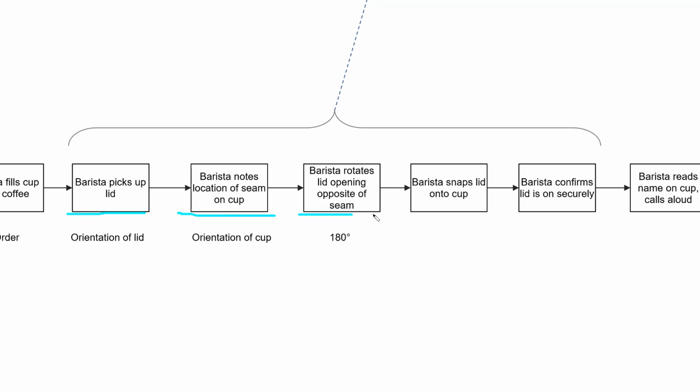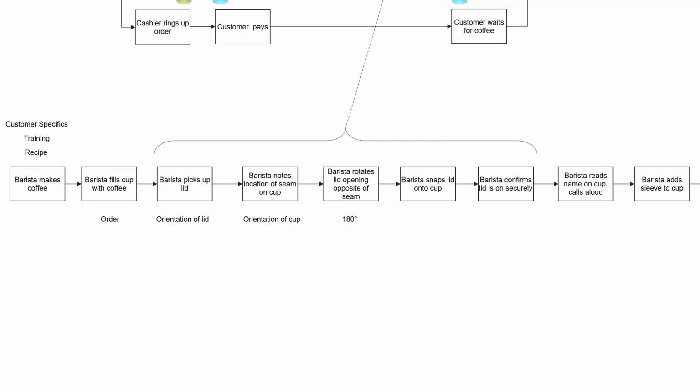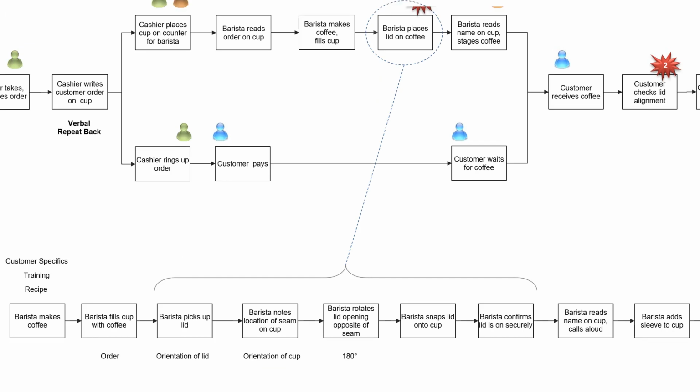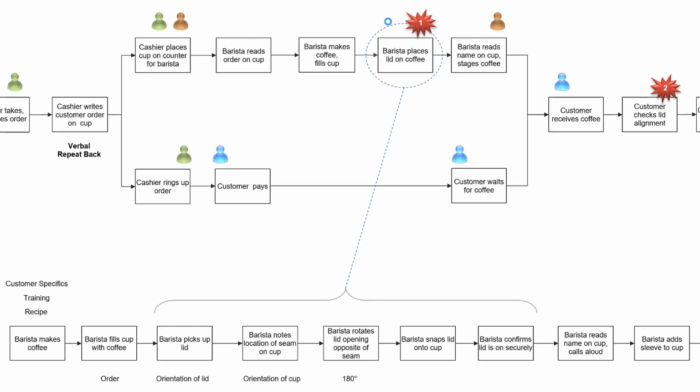That's a more experienced barista. And then the barista rotates the lid 180 degrees opposite the seam and then snaps the lid on and then confirms that it's on securely. And like, I thought putting the lid on was 1 step. And for some of the baristas, putting the lid on is 1 step. But for more experienced baristas, it is actually 5 steps.